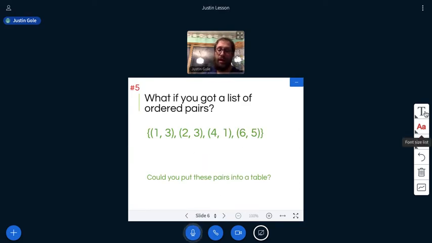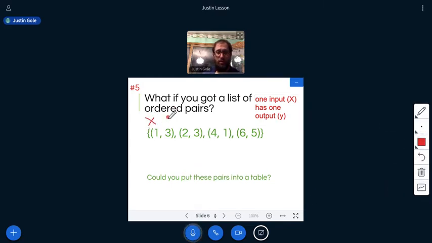So what if we have a list of ordered pairs? Pause for a second, see if you can figure out based on what we're looking for. Let me write it up here again. One input, x, has one output, y. So one x has one y. One input has one output. Pause and see if you can figure this one out.